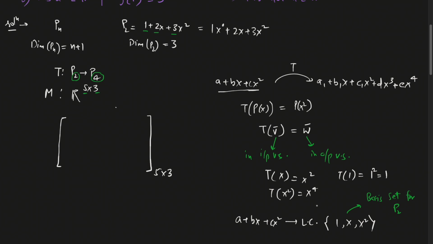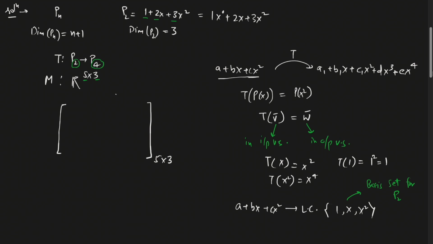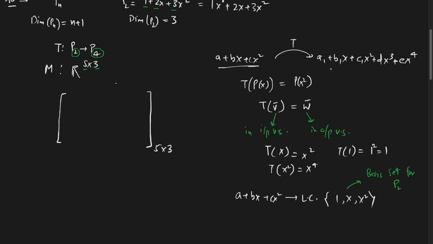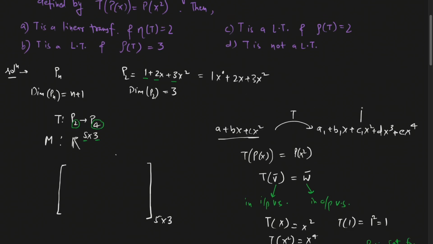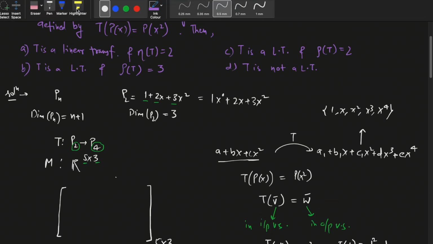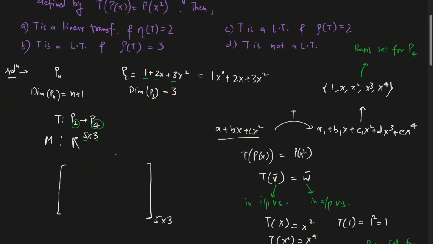Okay. And similarly, what is the basis set for the output vector space? We know that this is the output vector space. Any polynomial in P4 is nothing but a linear combination of 1, x, x square, x cube, and x4, right? So this is the basis set for P4. All right, this is the basis set for P4.